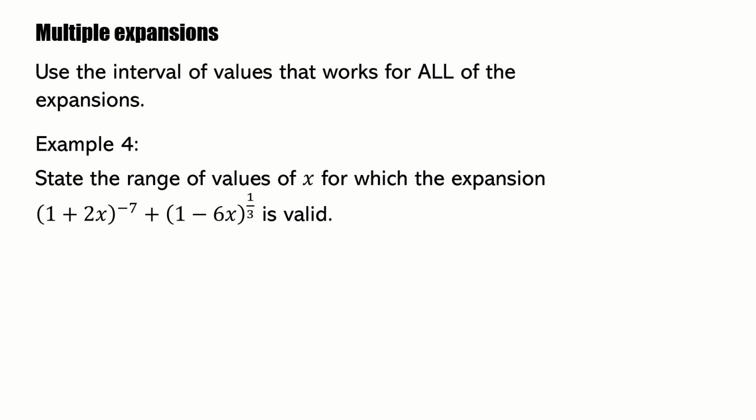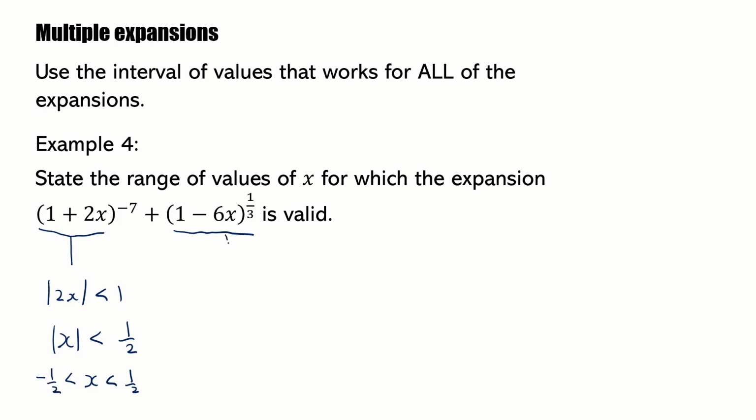So what you could start off by doing is considering the different parts of the expression we've got and considering what are the possible values that are working for that particular part of the expansion. For instance, for this first expansion, well, we know it would be modulus of 2x is less than 1. In other words, modulus of x is less than a half, or in other words, x is between a half and minus a half. So I will write that down there as well, for those of you who prefer that method.